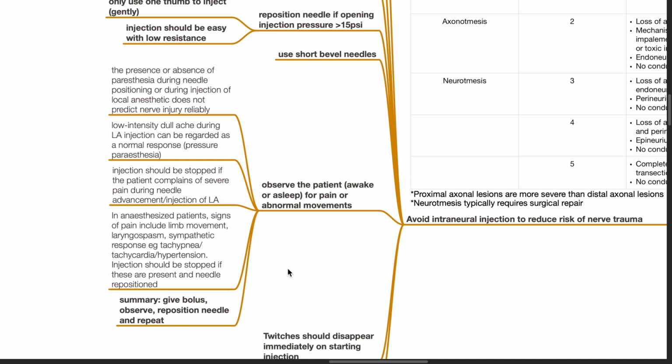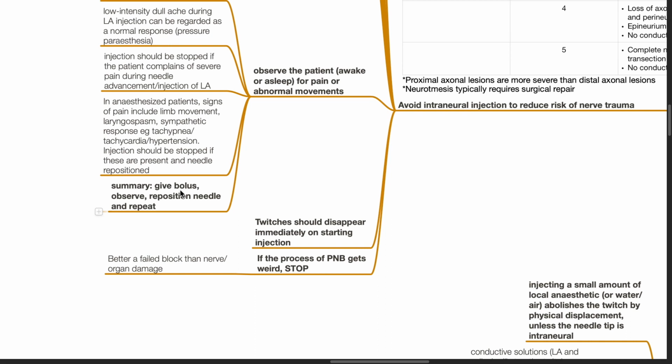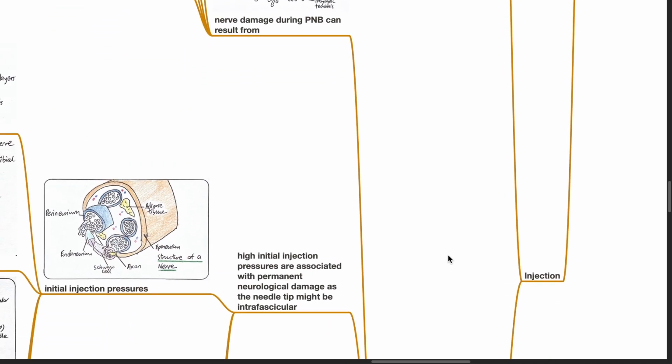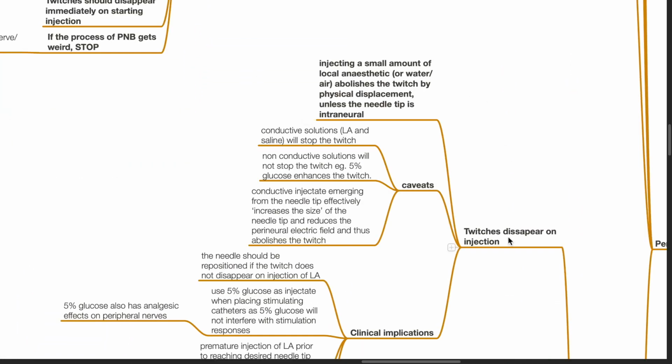As a summary, give bolus, observe, and reposition the needle and repeat. Twitches should disappear immediately on starting injection. If the process of peripheral nerve block gets weird, stop. Better a failed block than nerve or organ damage. Twitches should disappear on injection.